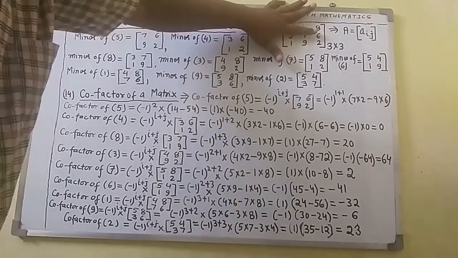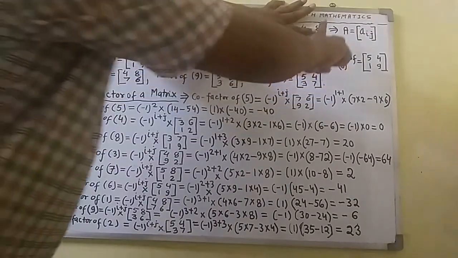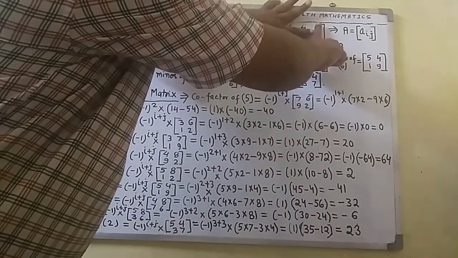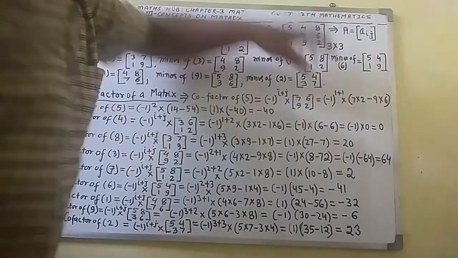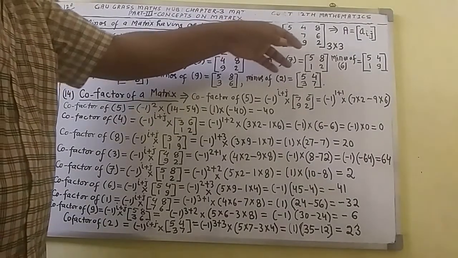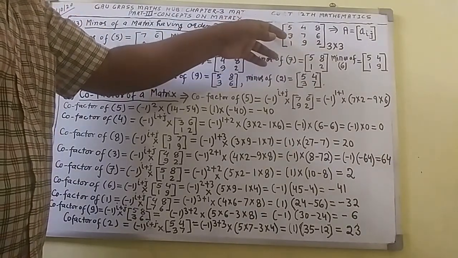The third column and second row will get hidden. The visible elements will be 5, 4, 1, 9. I have written 5, 4, 1, 9. This is the way you will get the minor of any element of the matrix A.